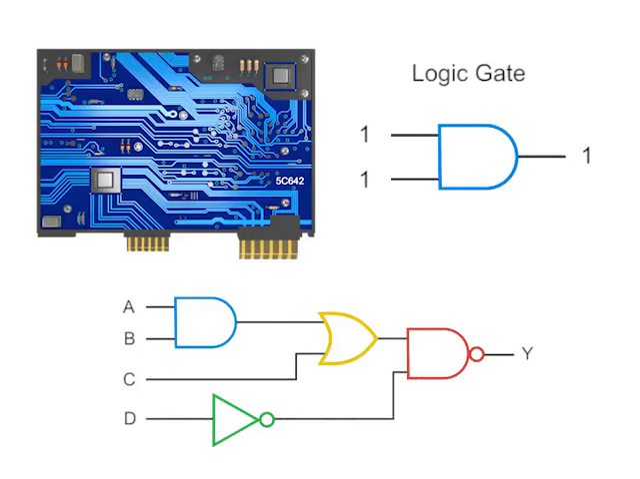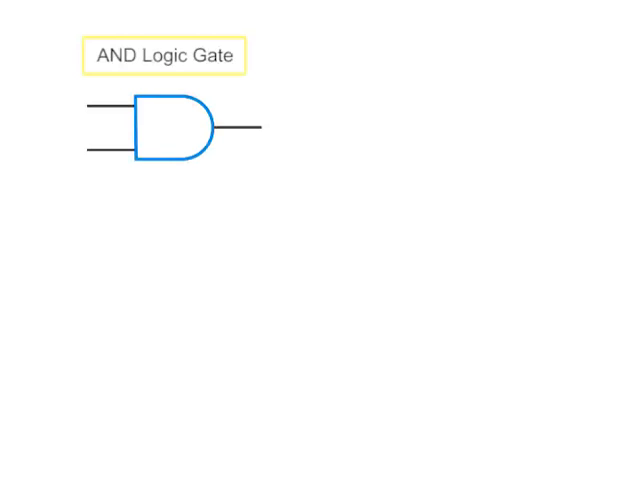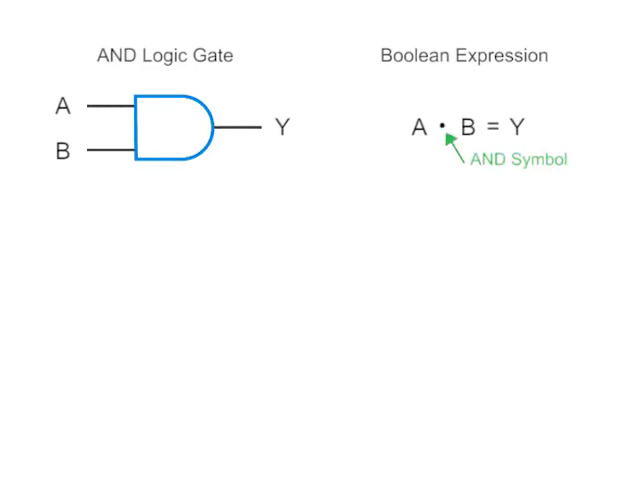Let's look at a number of logic gates and observe how they operate. The first one is the AND gate. It's represented by this symbol. You have two inputs, A and B, and output Y. It can also be written using a Boolean expression, A dot B equals Y. Keep in mind that the multiplication dot in Boolean algebra is used to symbolize AND.